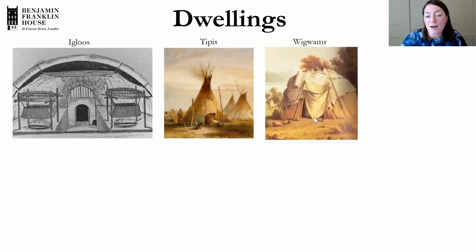Now, another dwelling was wigwams. And these were in some way similar to teepees. They were made from branches, but also bark and other parts of the tree. But they were a bit more permanent. They provided better protection from the elements, from the wind and the rain, but they would have taken a bit longer to put up and take down.